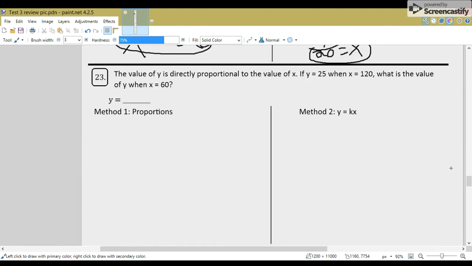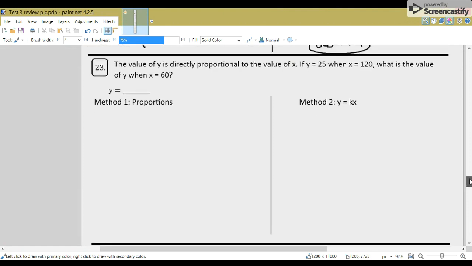Number 23. The value of y is directly proportional to the value of x. If y equals 25, then x equals 120. What is the value of y when x equals 60? So it's directly proportional, so we can use proportions. Let's put all the y's on top and all the x's on the bottom. So the numerator is going to be 25 for y, and the denominator is 120 for x. What is the value of y? We don't know. When x equals 60.